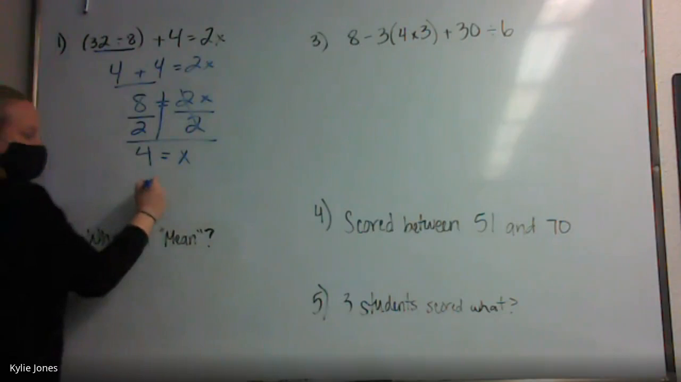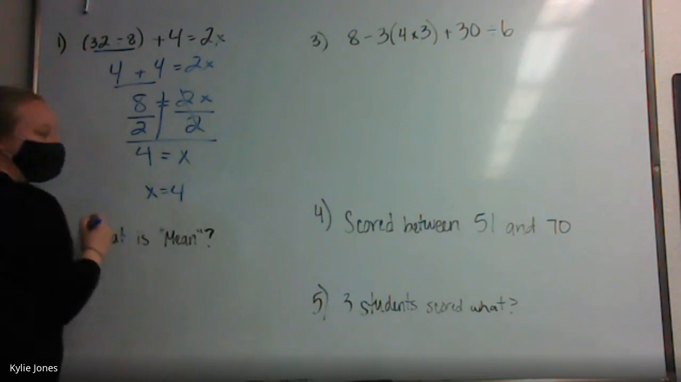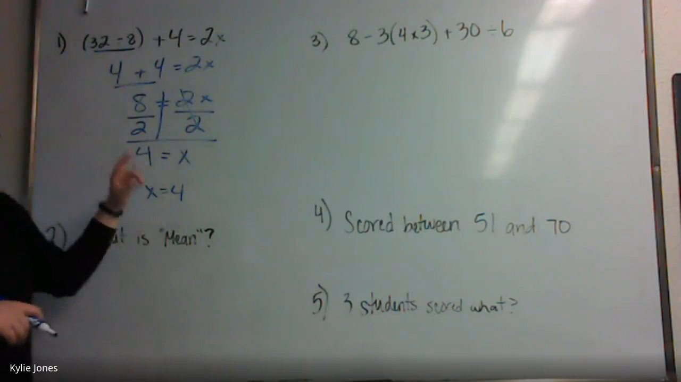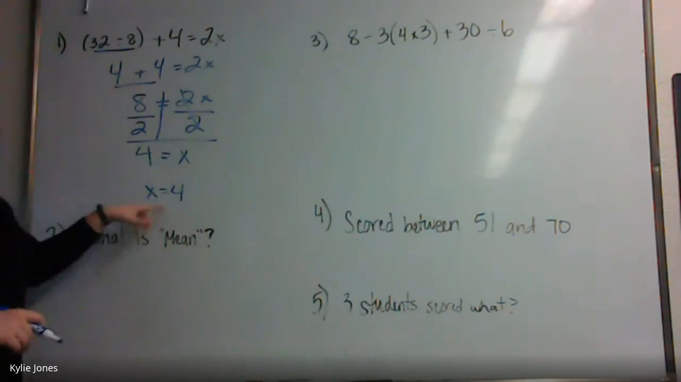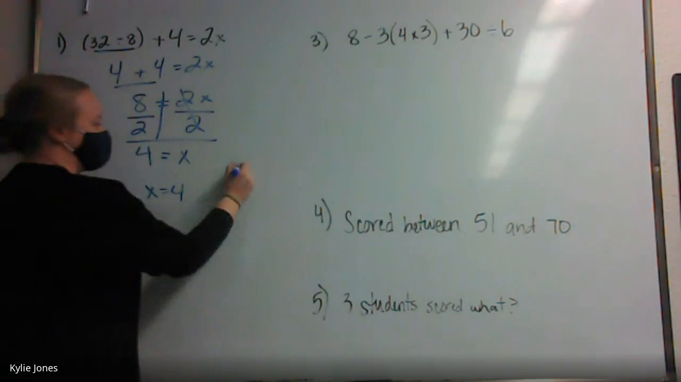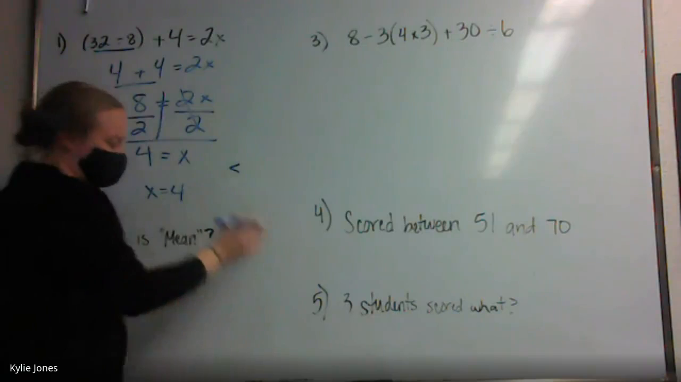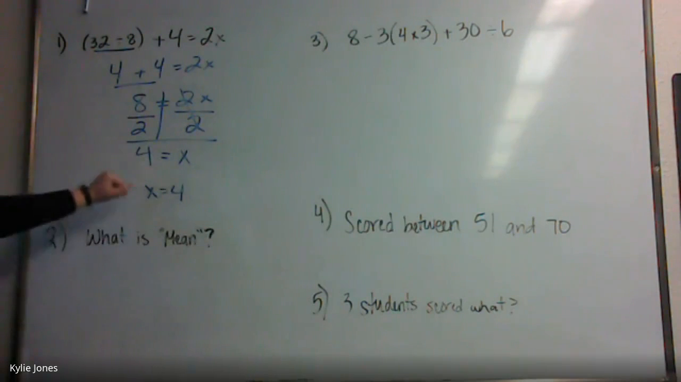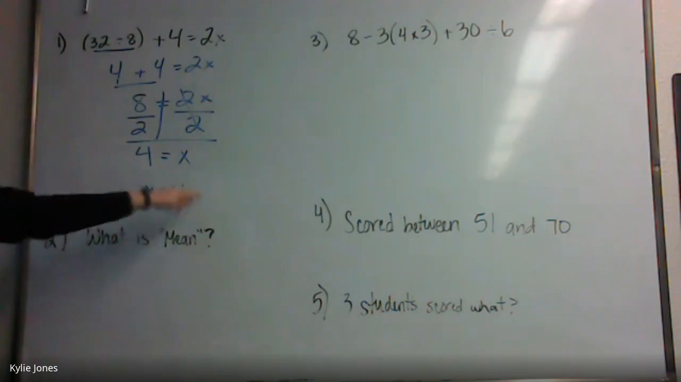Is it still correct if I write x equals 4? Yes, it is. You can flip the order when it's an equals sign. It changes if it's inequalities, like if this was less than or equal to, that's where it changes a little bit. But when it's equal signs, you can flip the order. Most of the time you're going to see the x first. X equals 4.